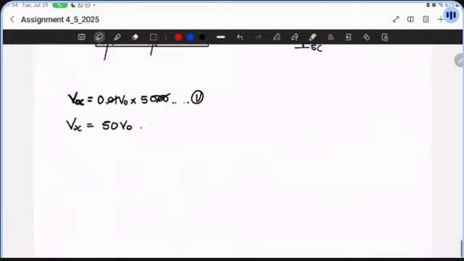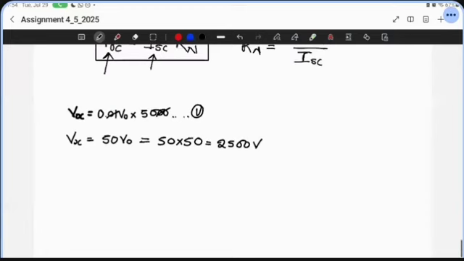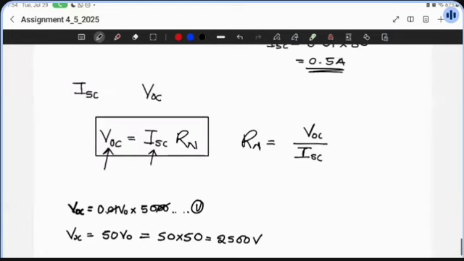So V open circuit will be 50 multiplying 50. So we're getting 5 by 5 is 25 with the 2 zeros, volts. So this is what we're getting as our V open circuit.